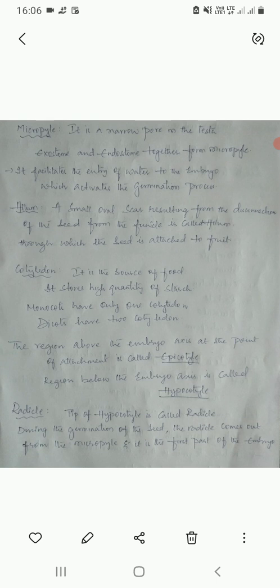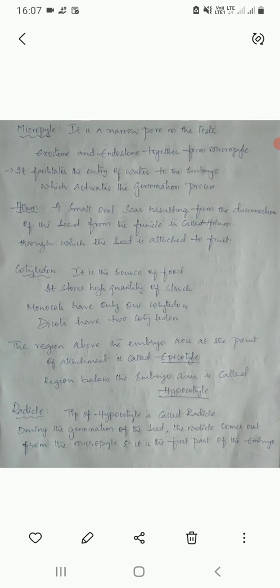And then moving to the micropyle, which we are aware is a narrow pore on the testa. A narrow opening or a spot or any hole-like structure present on the testa region is called micropyle. We can simply say exostome and endostome together compose the micropyle. Right? And what is its function? Why does this micropyle exist? It facilitates the entry of water to the embryo.